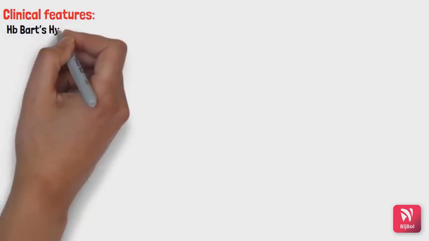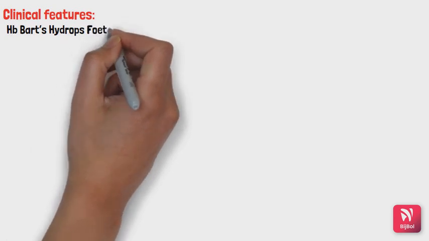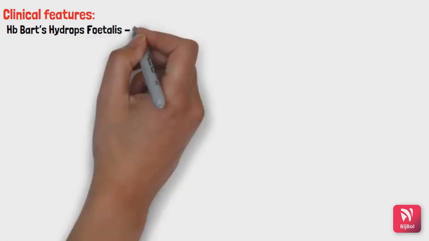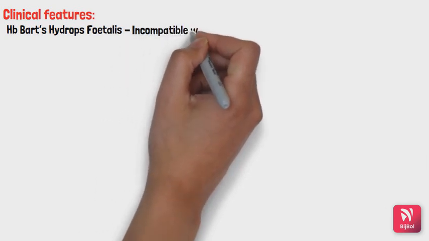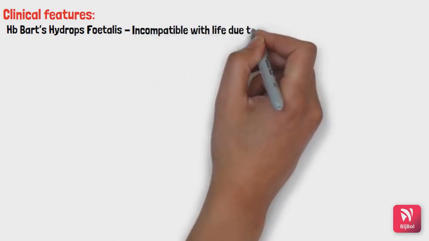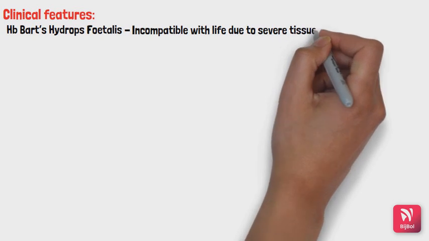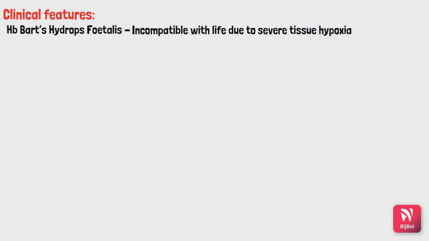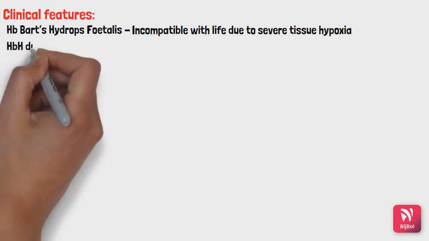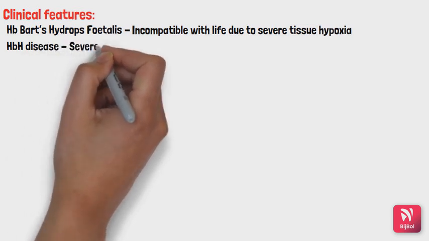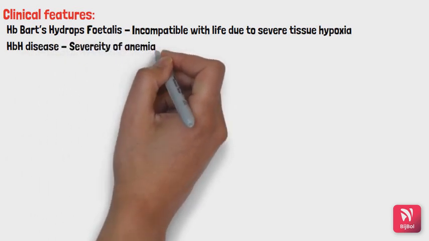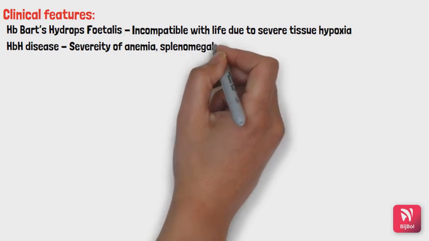So first is HB Bart's hydrops fetalis. While telling only, I was saying that it is a very severe form, as these globin chains are the ones which have to transfer oxygen, right? As all the 4 alpha genes are deleted in HB Bart's, the child which is born will be incompatible with life due to severe tissue hypoxia, that is lack of oxygen. So the infant dies shortly after birth itself. So it's a very severe form.